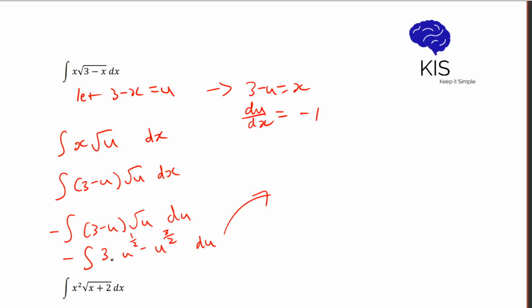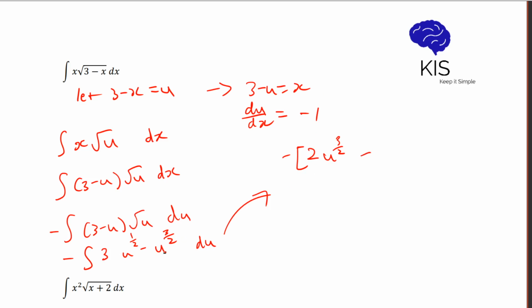And now if I just treat this as a normal function to integrate, then I'll raise the power, so half goes to 3 on 2, and then I'm dividing by 3 on 2, which is the same as multiplying by 2 on 3. So 2 on 3 times 3 is 2.